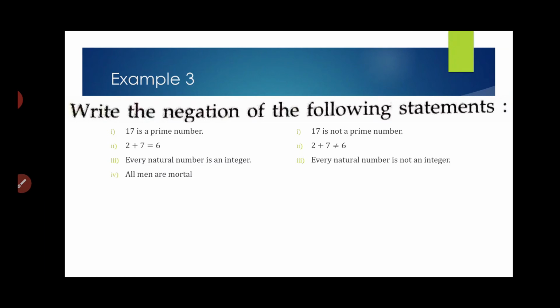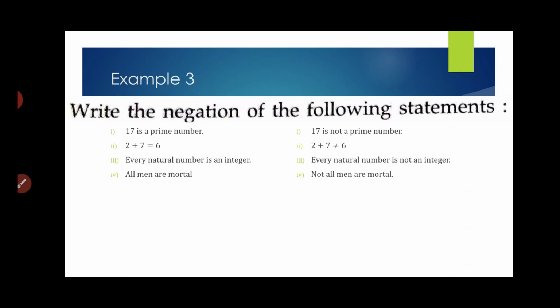Fourth one, all men are mortal. Now, this one is a very open statement, and this can have different kinds of negation depending on which particular word you are emphasizing on. Now, the very obvious negation is not all men are mortal. This is a very obvious negation. All men are mortal, not all men are mortal.